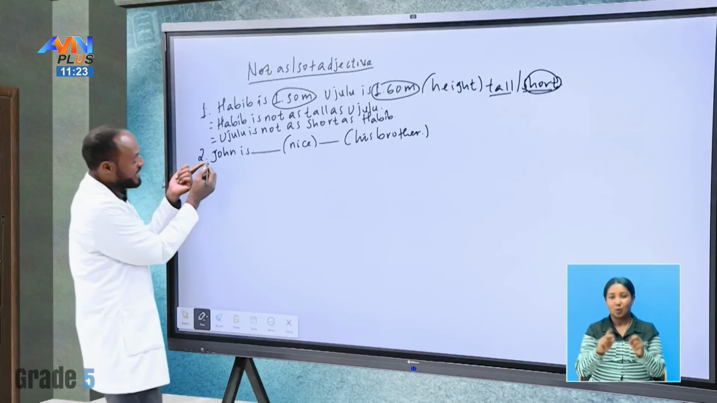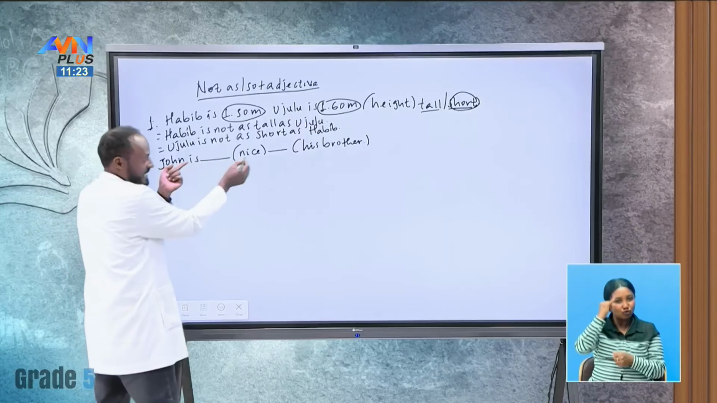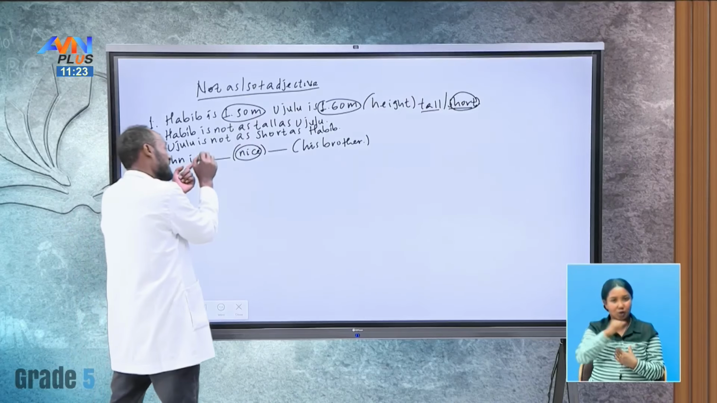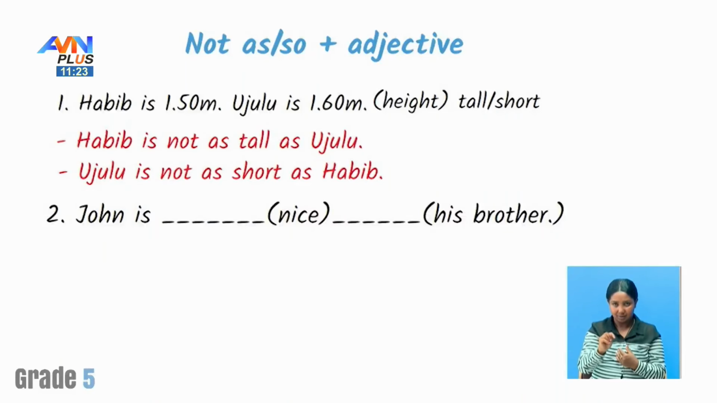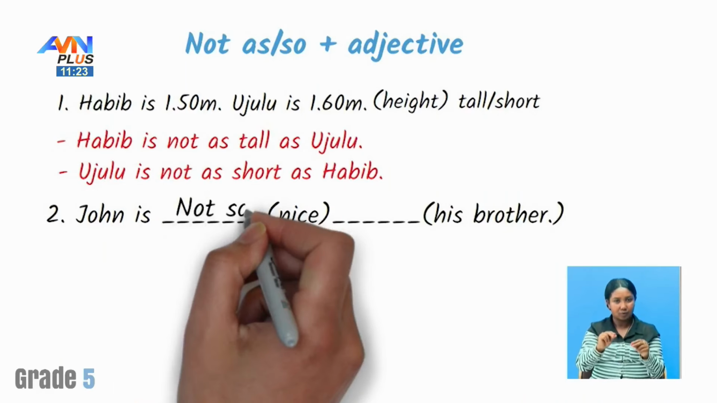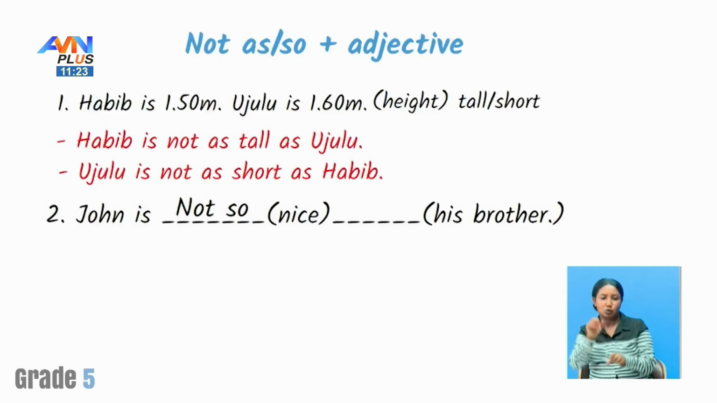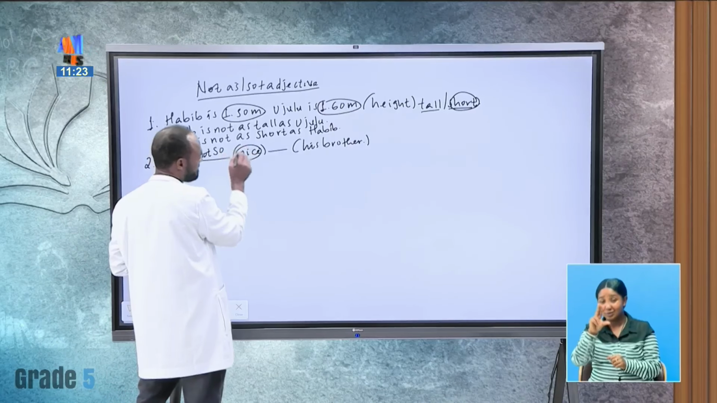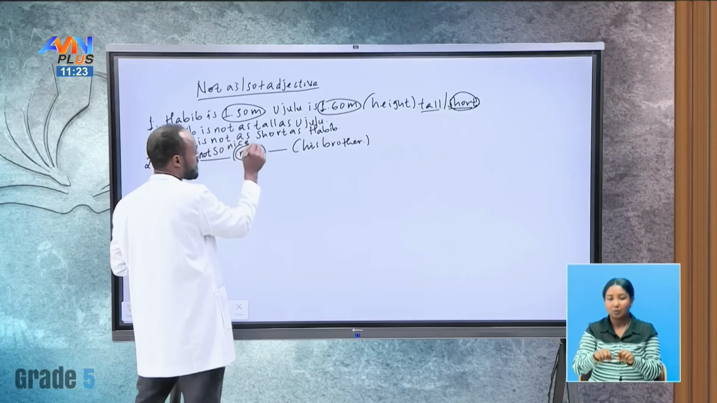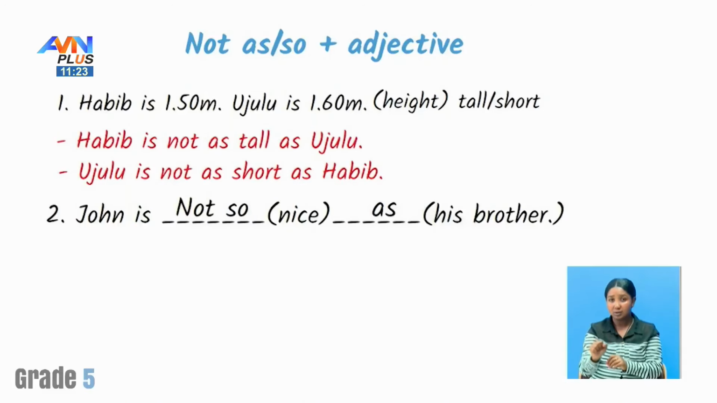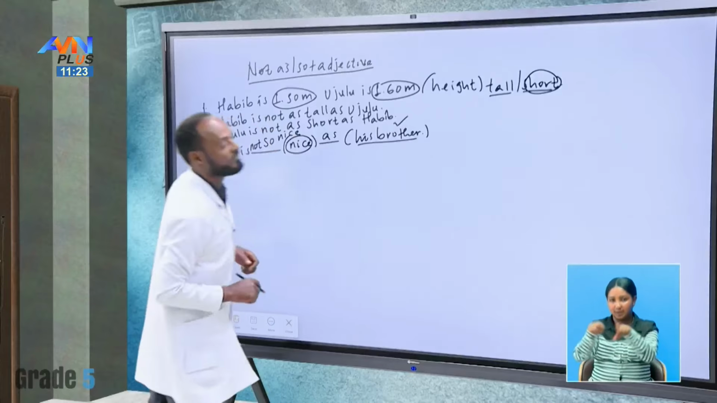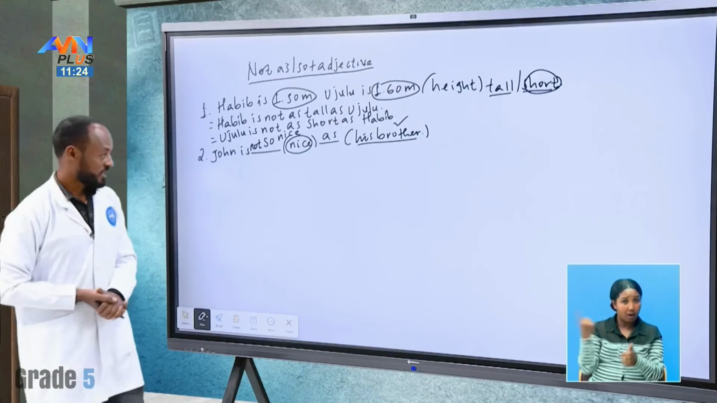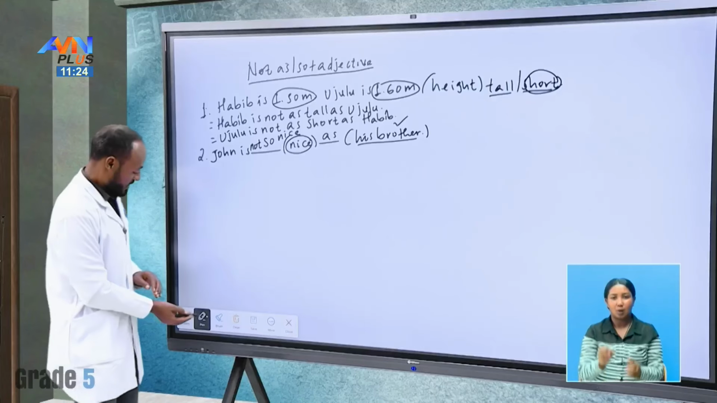Nice. So we have to say here, an adjective is given. John is, then not. You can use as or so. Let's say so. John is not so nice as his brother. I hope you have got me. Excellent. Okay, students, thank you very much.